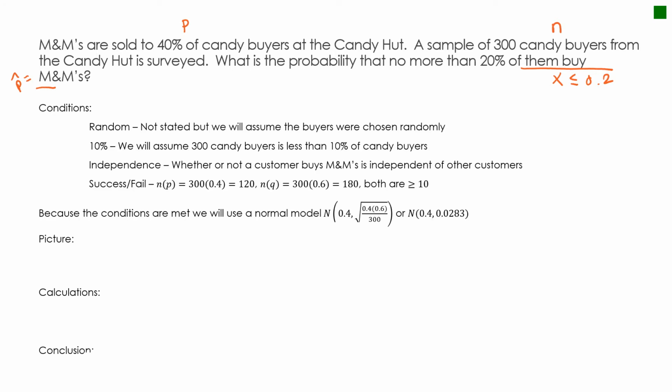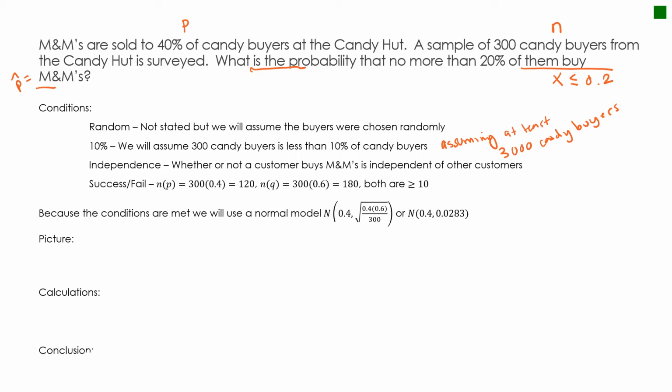So then I check my conditions. Random. It isn't stated, but we'll assume the buyers were chosen randomly because again it says they were surveyed, and so we're assuming that a survey is going to follow all the rules of a survey. 10%, we will assume 300 candy buyers is less than 10% of candy buyers, or I can say assuming at least 3,000 candy buyers. Because we don't really know for sure, but we're assuming if their sample is 300, then they probably are doing pretty well and have more than 300 customers.